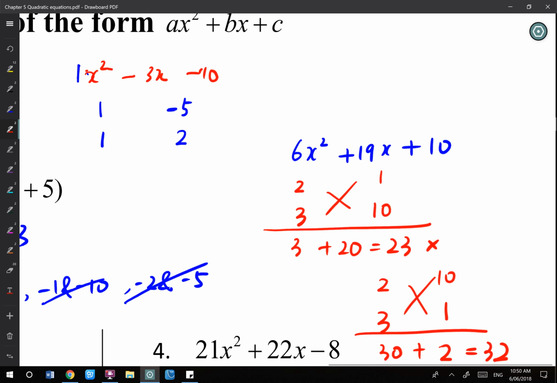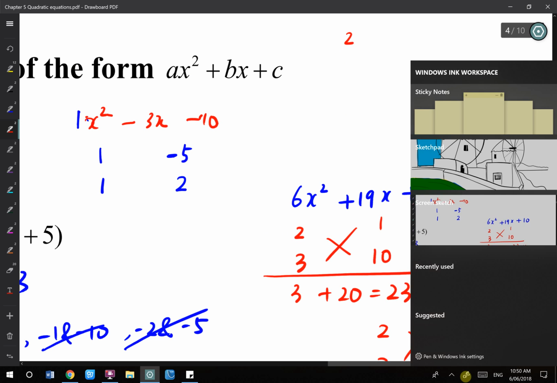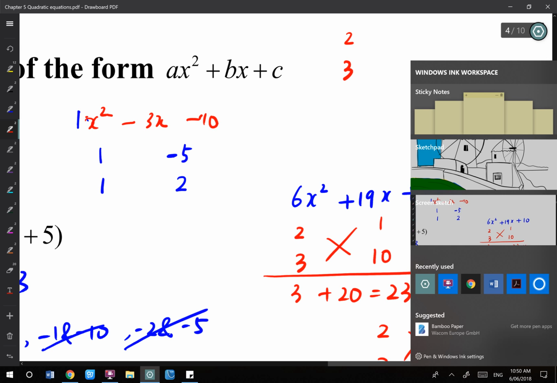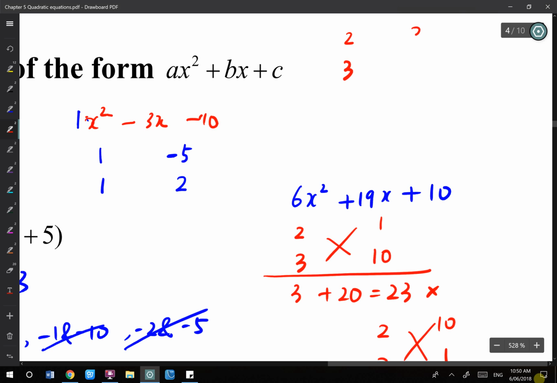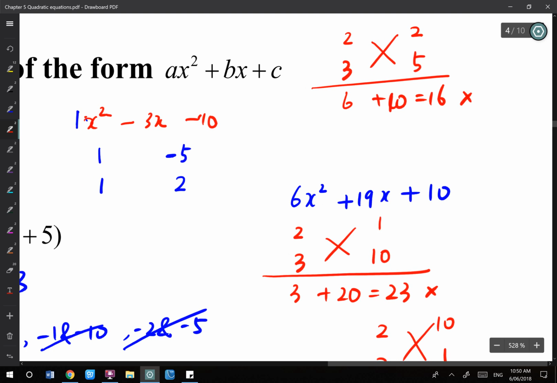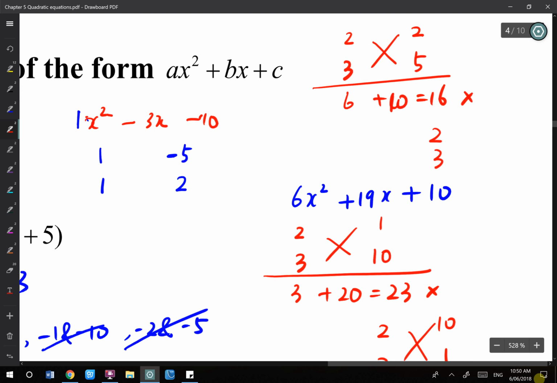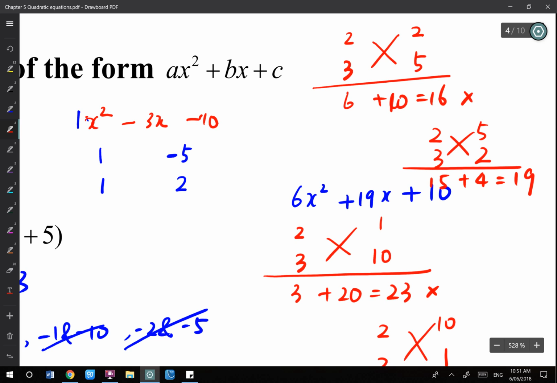So I can also try 2 and 3, 2 and 5. That's a 6, that's a 10. That gives you 16, still doesn't work. Okay, 2 and 3, 5 and 2. I change the order again. That's a 15 plus 4. That gives you 19. And this one works. So you try that.